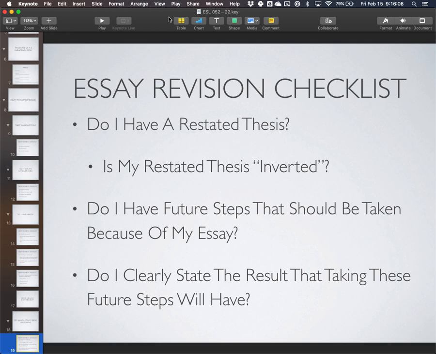Make sense, right? So we go through, we restate our thesis. Why are we talking about this stuff? What are the future steps? I said all of this stuff, therefore, so what? And then this will be the end happy result of, or sometimes terrible result, right? Because sometimes we write essays about bad stuff, but this is all good stuff, right? Clearly state the result that taking these future steps will have. Better? Does that make sense?